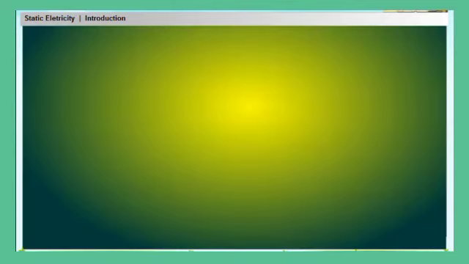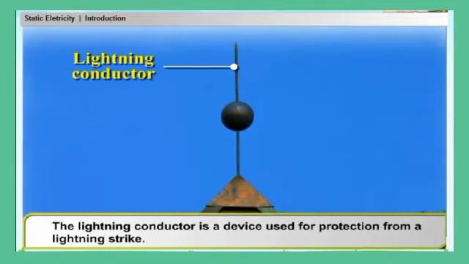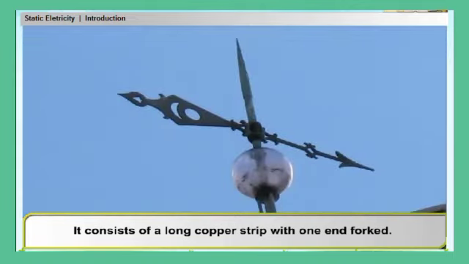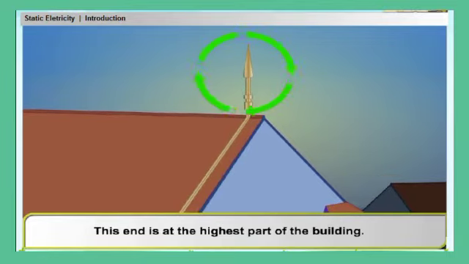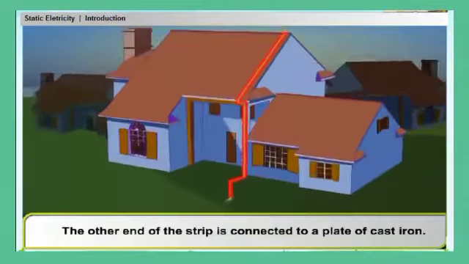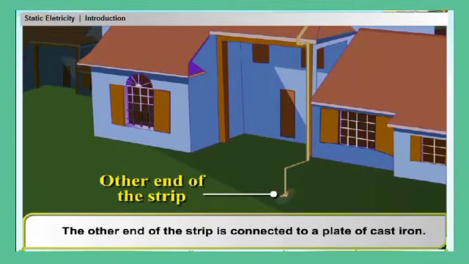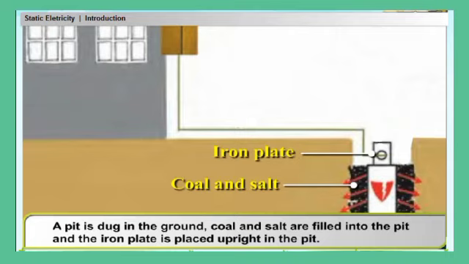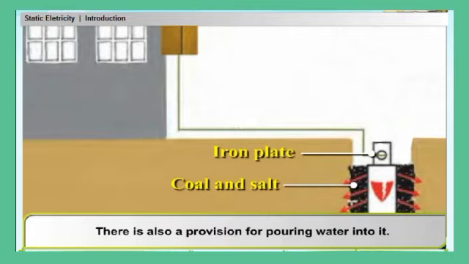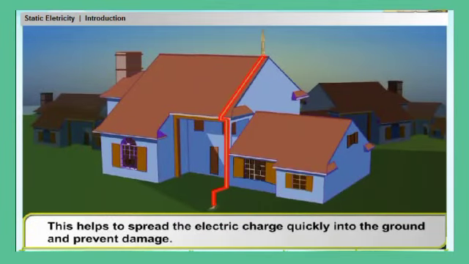Lightning protector. The lightning conductor is a device used for protection from a lightning strike. It consists of a long copper strip with one end forked. This end is at the highest part of the building. The other end of the strip is connected to a plate of cast iron. A pit is dug in the ground, coal and salt are filled into the pit, and the iron plate is placed upright in the pit. There is also a provision for pouring water into it. This helps to spread the electric charge quickly into the ground and prevent damage.